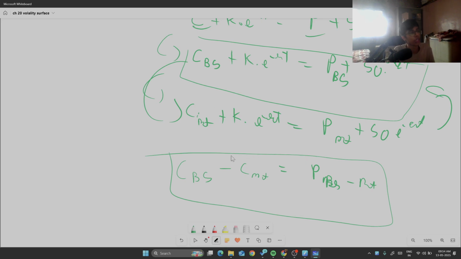And the implied volatility for call and put would be the same. If there is a 22% implied volatility, then the BS implied volatility for the call is 22 and for the put also 22.